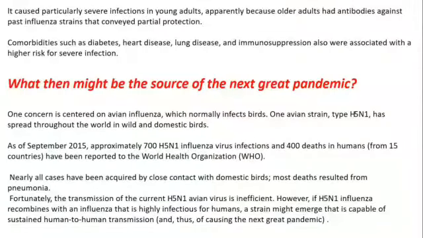It caused particularly severe infection in young adults, apparently because older adults had antibodies against past influenza strains that conveyed partial protection. Comorbidities such as diabetes, heart disease, lung disease, and immunosuppression also were associated with a higher risk for severe infection. What then might be the source of the next great pandemic?